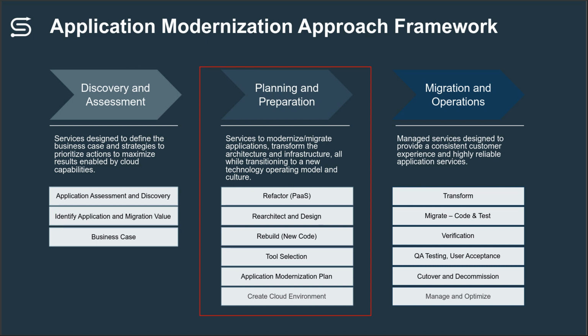The next phase is planning and preparation. So once you have decided to move your applications or some of your applications to the cloud and determine your strategy, you now have to make some decisions on what framework you are going to actually move. How are you going to actually modernize those applications and transform the architecture and the infrastructure while you transition to that new technology? So you have to make some decisions between the five R's, which I'm going to talk about now.